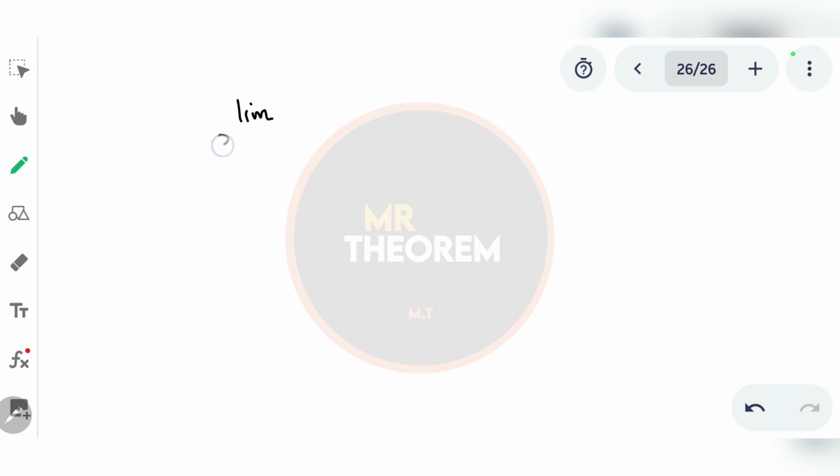Let's start. Limit x tends to e, logarithm of x minus 1 divided by x minus e. This is our question. We have to solve this question and find the limiting value.